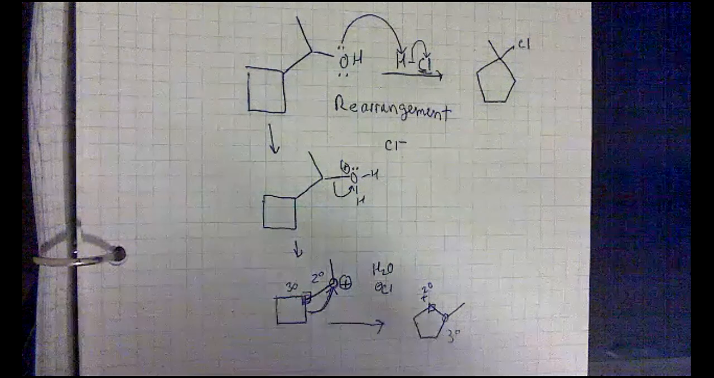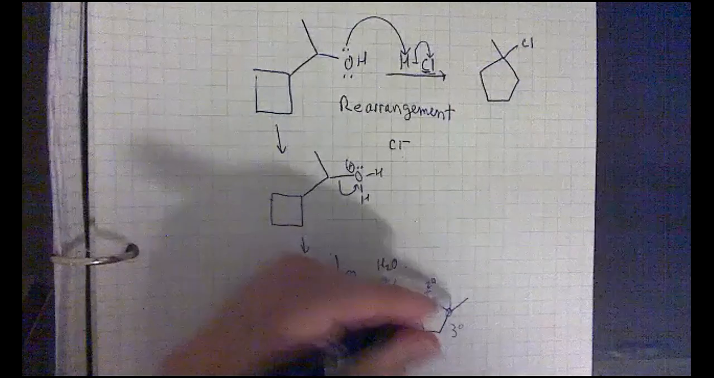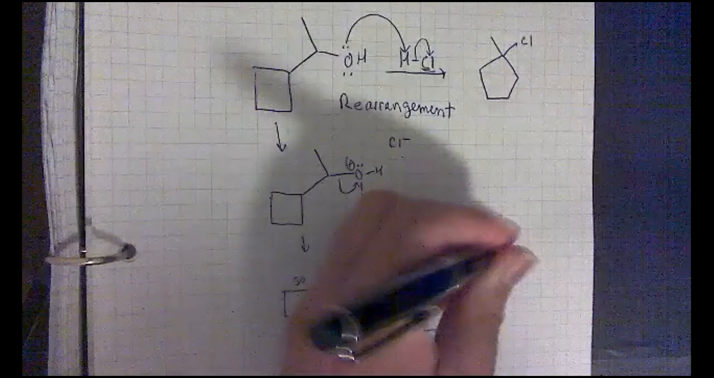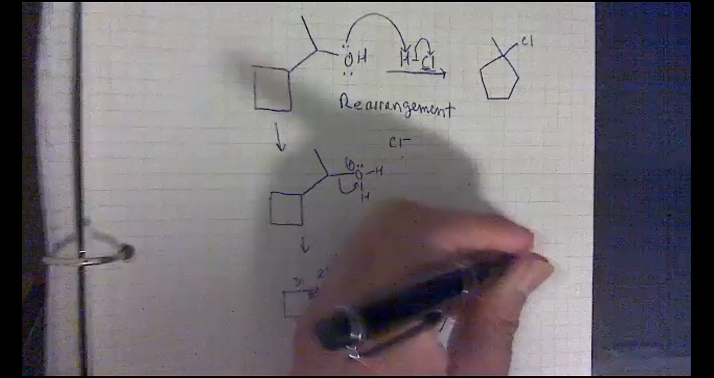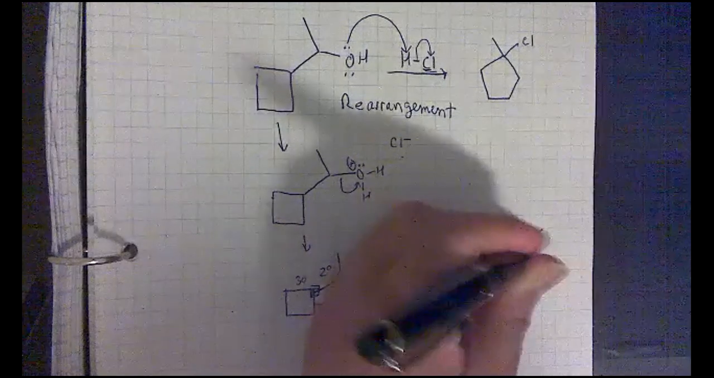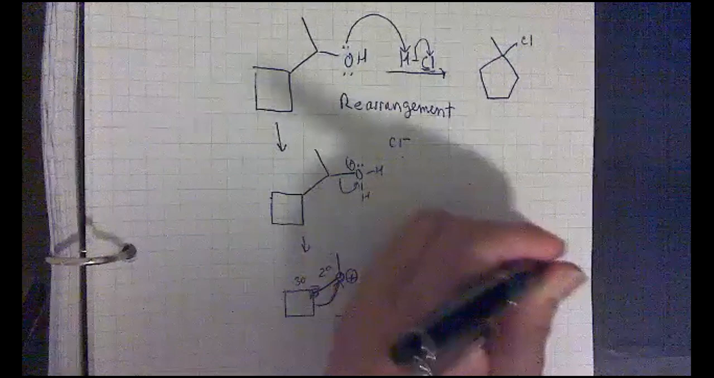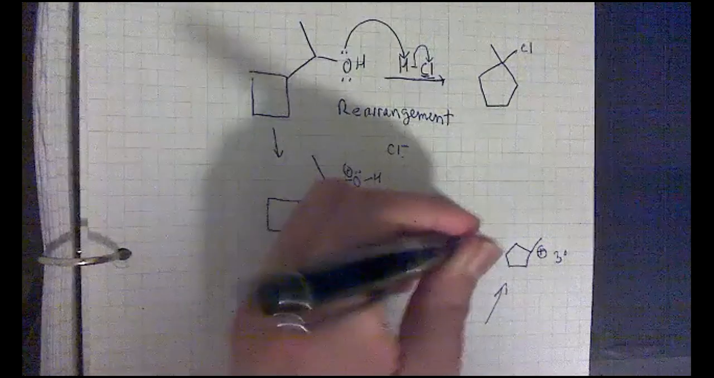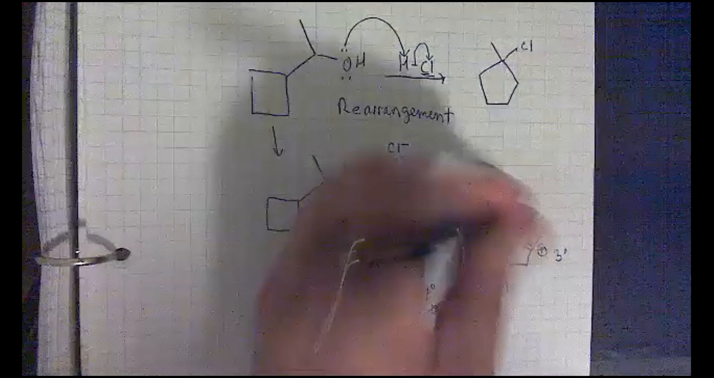Hydride shift. Yep, so the hydrogen that is here is just going to pop over. Then we end up with this now, where we now have a tertiary carbocation. And then our chlorine, which has just been chilling out, comes and attacks like that, and we get our final product.